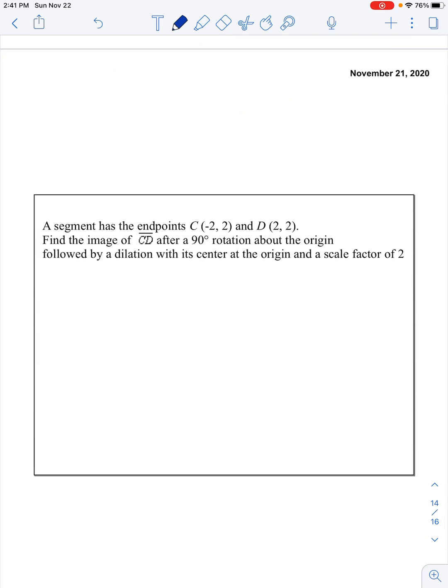Next it says the segment has the endpoints C, which is -2, 2, and D, which is 2, 2. It says find the image of CD after a 90-degree rotation about the origin, followed by your dilation with its center at the origin and a scale factor of 2. So your 90-degree rotation, remember, if you are rotating 90 degrees and they do not specify, the assumption is we are going counterclockwise.